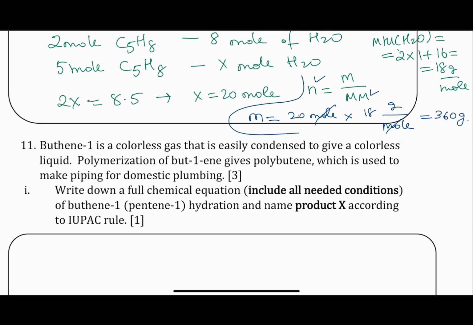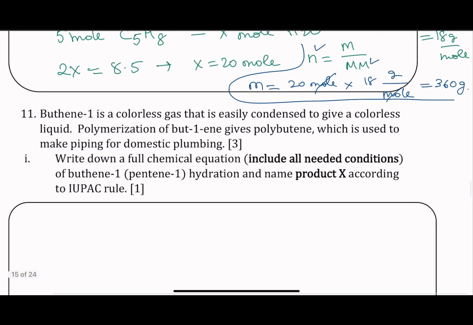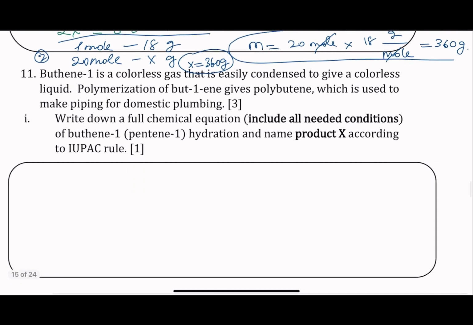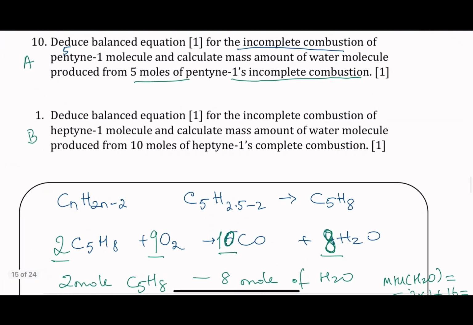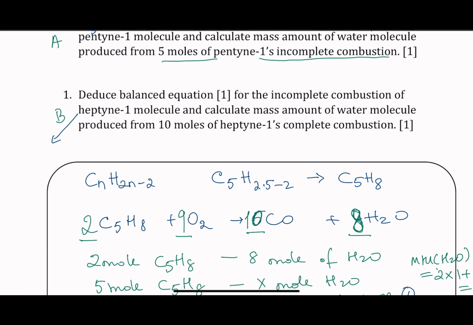You can use this formula or you can do proportions, it's up to you. You can write it like this with proportions. For 1 mole, it is 18 gram for water, and 20 moles would be X gram, and X would be 360 gram. So this is the second version of the solution, and this was the first version. It's up to you. You can do it for the B version, heptyne, it would be C7H2 times 7 minus 2, and this would be C7H12. So you can practice for yourself the same exact thing with different coefficients.